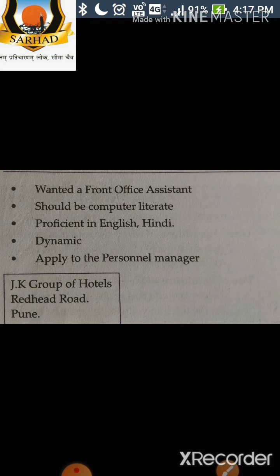Now look here, you are going to receive these points only, and with the help of that you should write a letter. Now first of all, the sender's address. Whose address will come as the sender's address, students? Okay, is it the first sender's address? So sender's address means whose address will come?